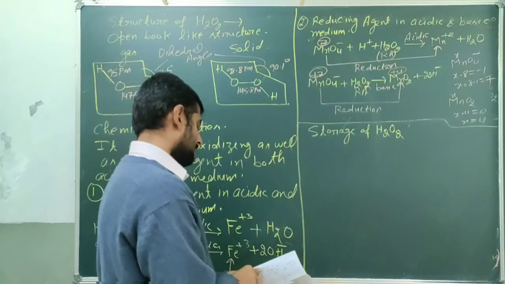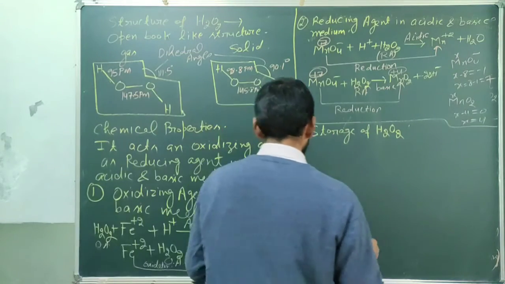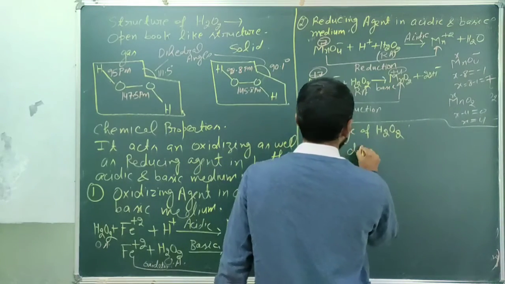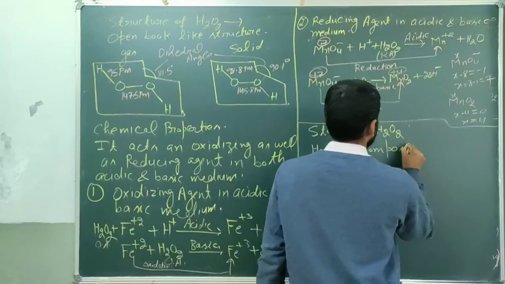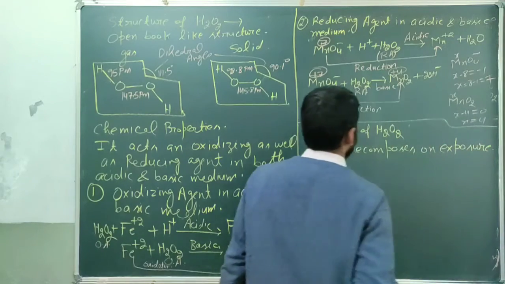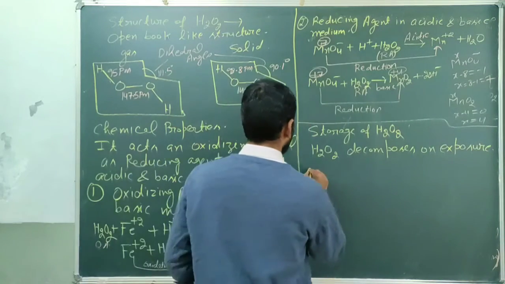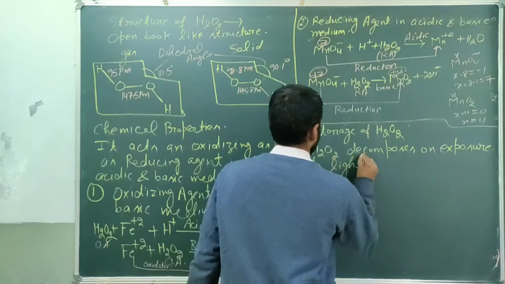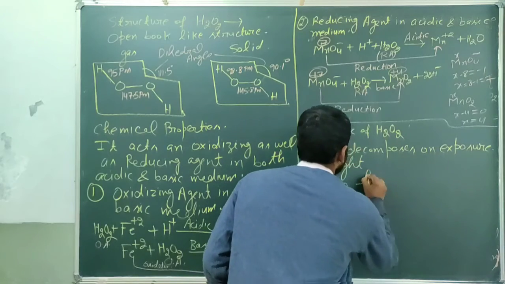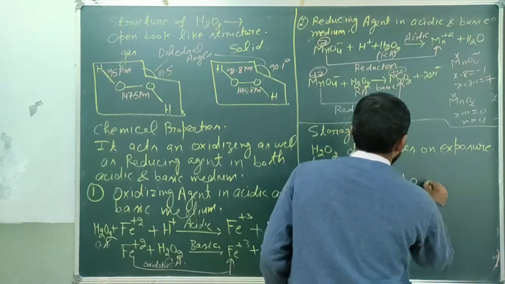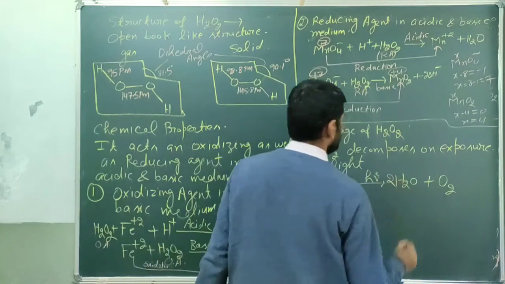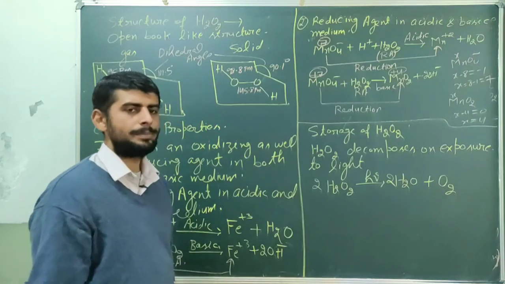In the storage of H2O2, we know H2O2 decomposes on exposure to light. For example, H2O2 in the presence of hv is converted to H2O plus O2, nascent oxygen or O2. So oxygen gas is produced here.